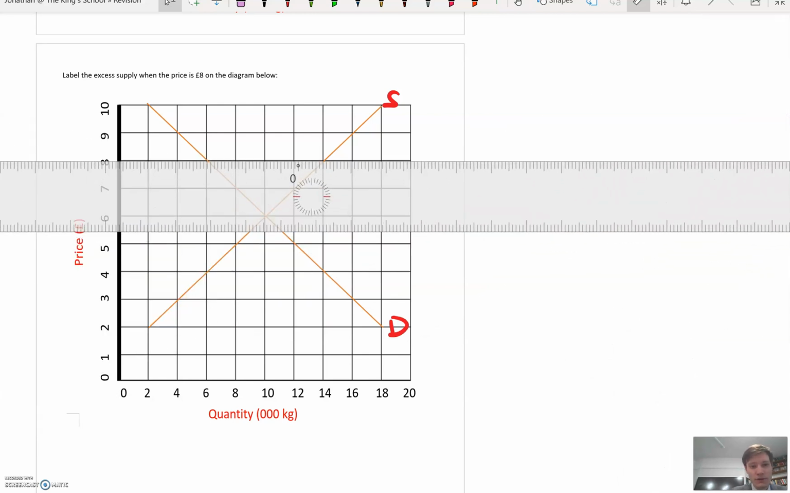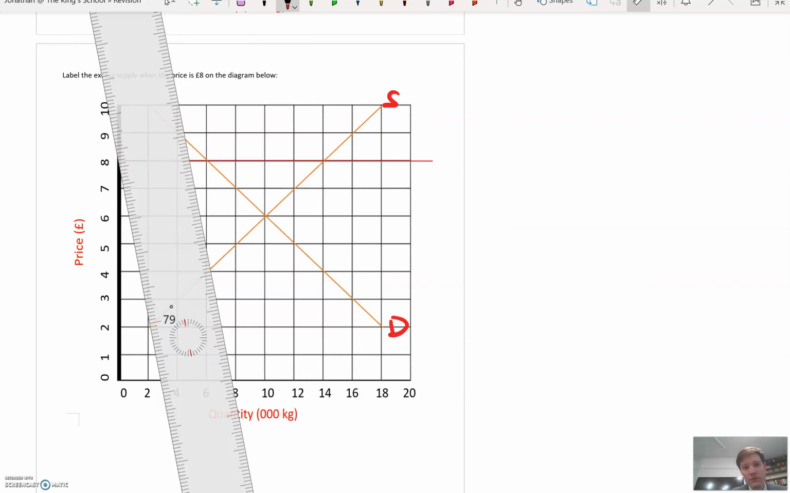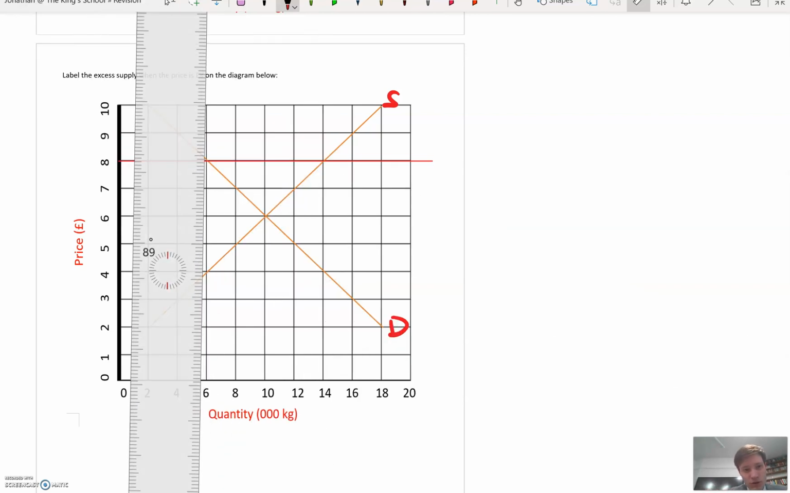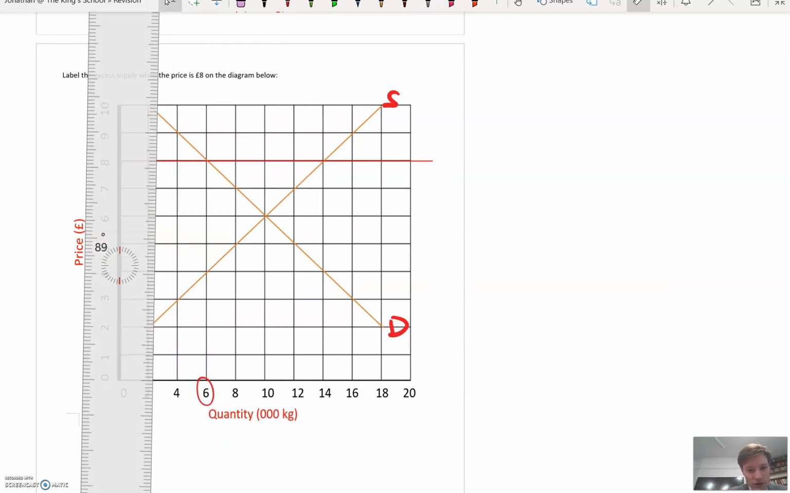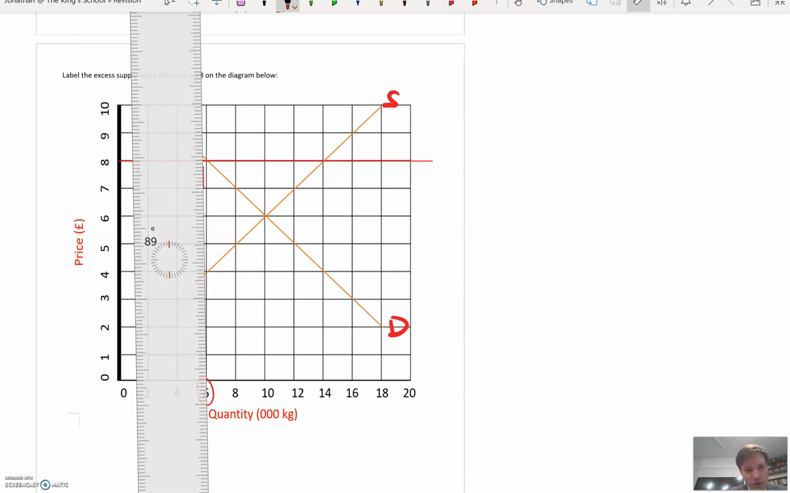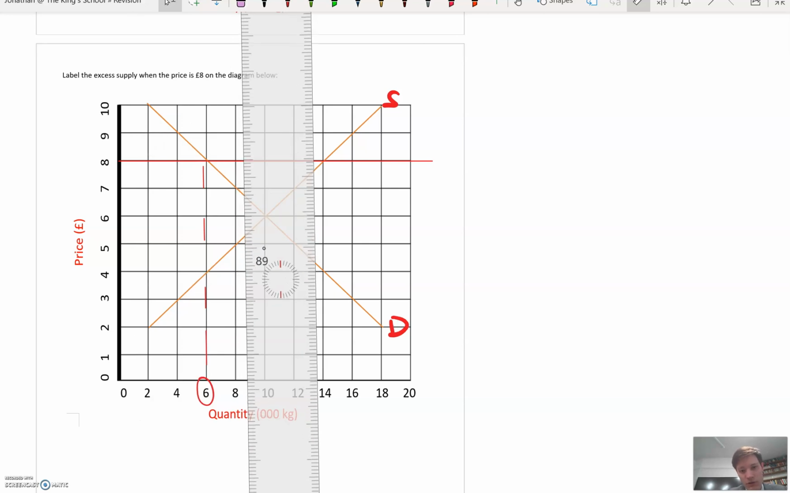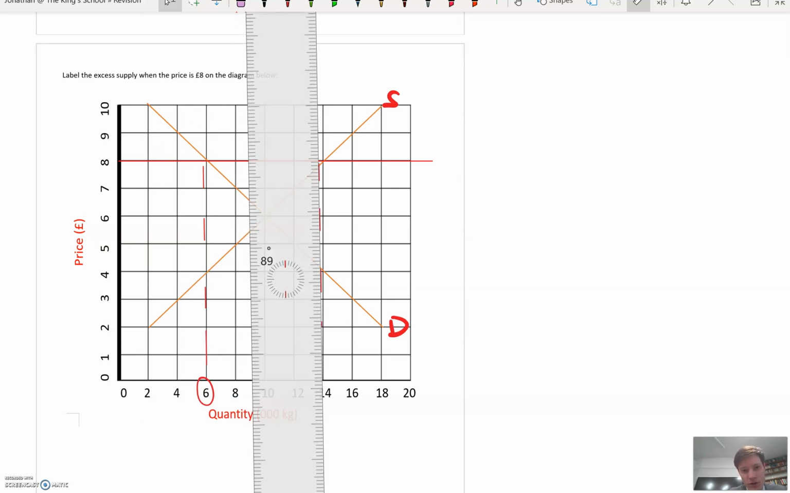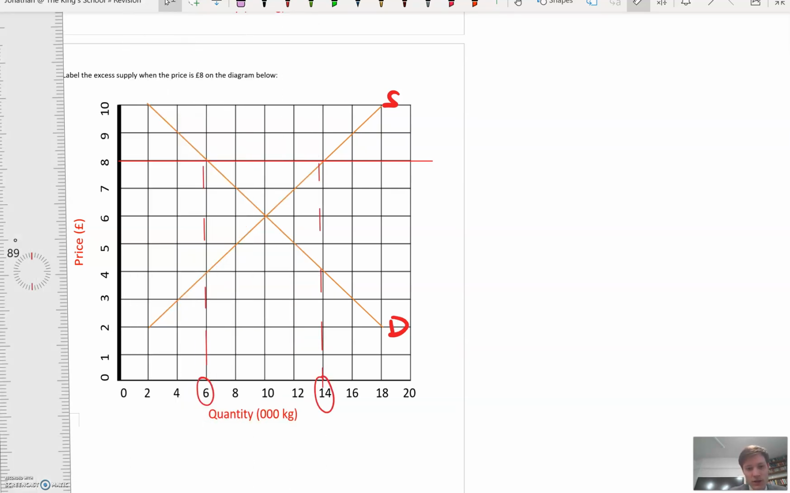And I can obviously do that as well. I can put that line across there. Same thing. I can do it on the diagram here. I've got 6,000 demanded. Just label that in. I've got 14,000 supplied, and therefore 14,000 minus 6,000 gives me 8,000 kilograms of excess supply.